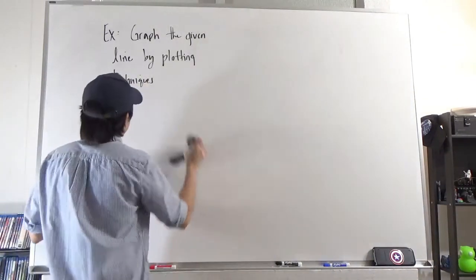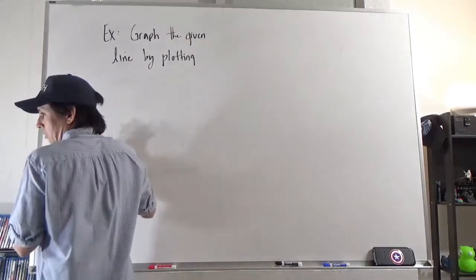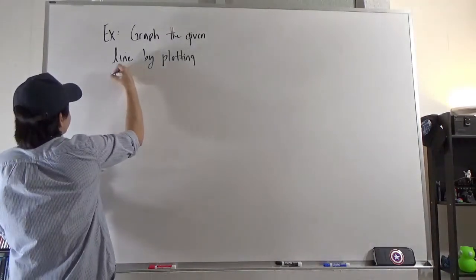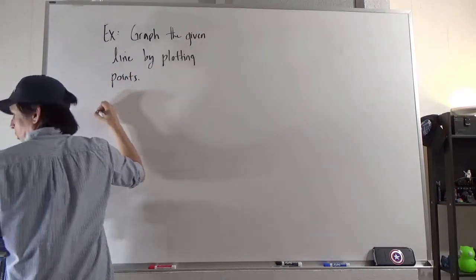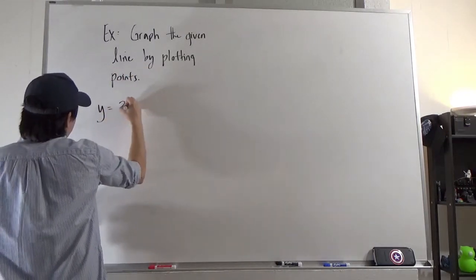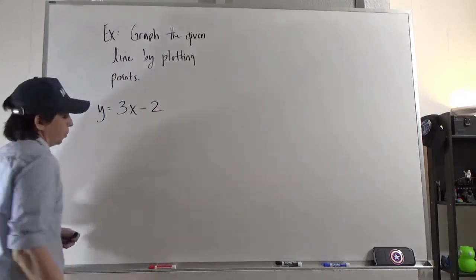By plotting, what did I say? I was talking about techniques, but I didn't mean to write that. By plotting points. Okay, so here we have y is equal to 3x minus 2.